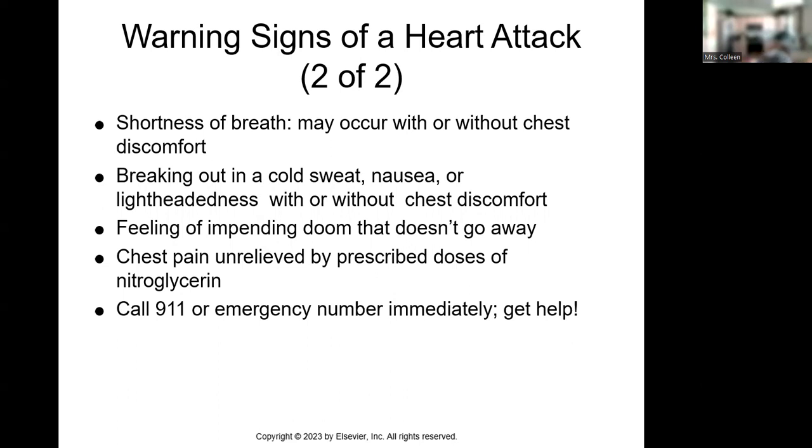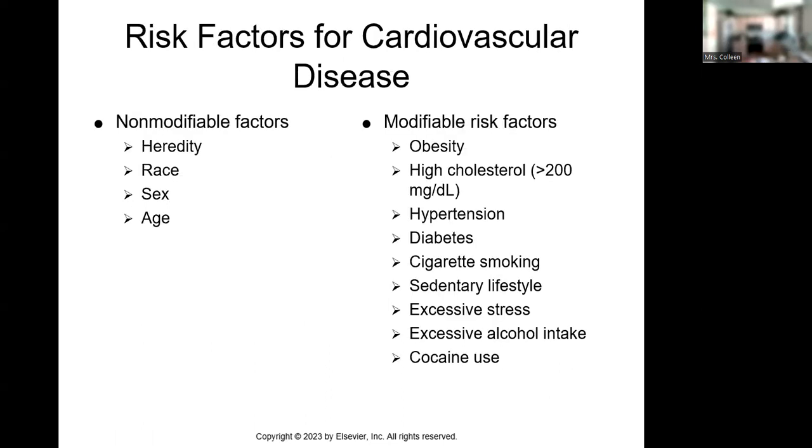And after the first dose, they need to call 911 because we don't know if this is just angina or if this is actually a heart attack or myocardial infarction. Some things to consider about nitroglycerin: it must be kept in a dark container, out of the light, and it has to be in a cool room, and it must be changed out every 6 months.